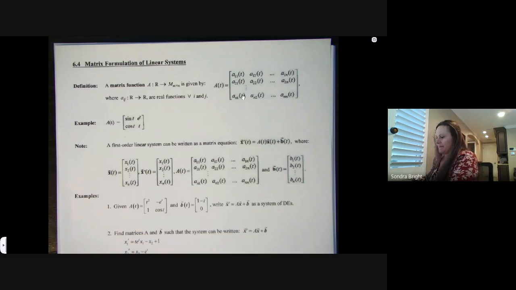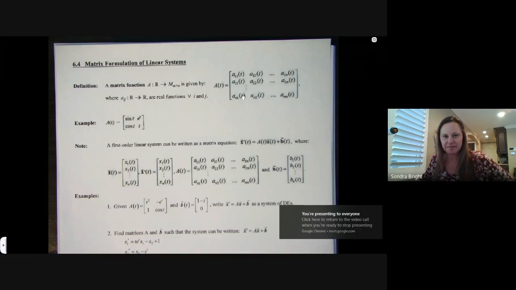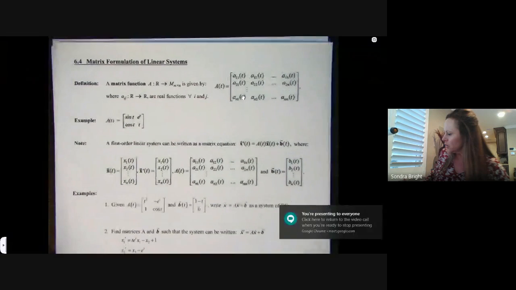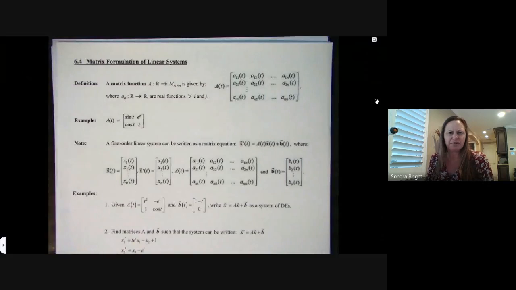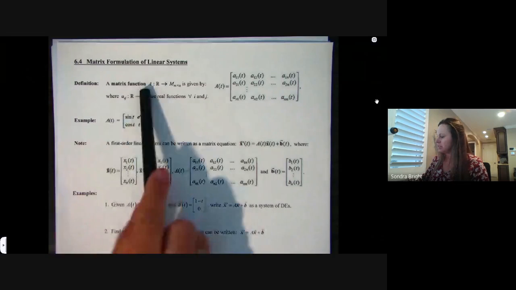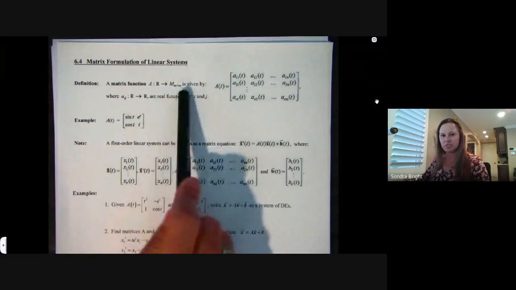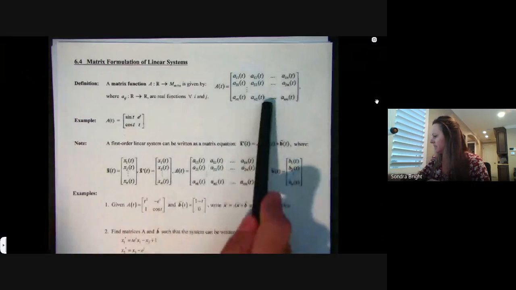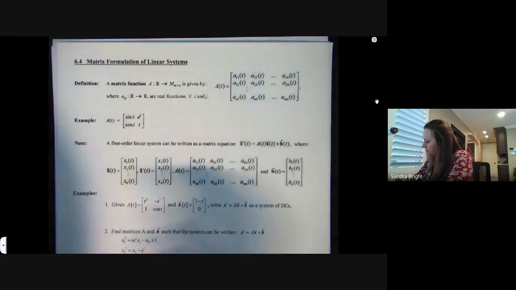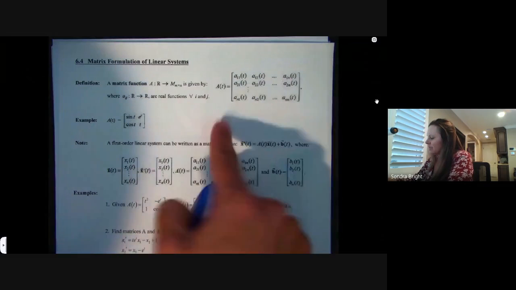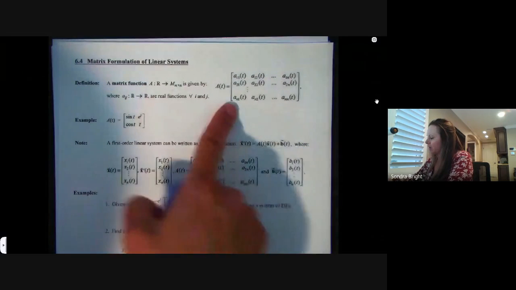All right. Matrix formulation of linear systems. So we're going to have a linear system and we're going to be able to make matrices out of them, just like we could with regular linear systems. A matrix function, we're going to call it A, taking real numbers into some m by n matrix is given by this, which has typos that we're going to fix right now. It's an m by n, so the rows should have been m and then the columns n.